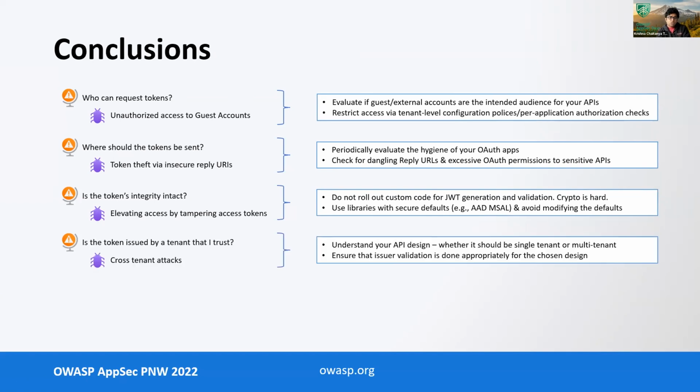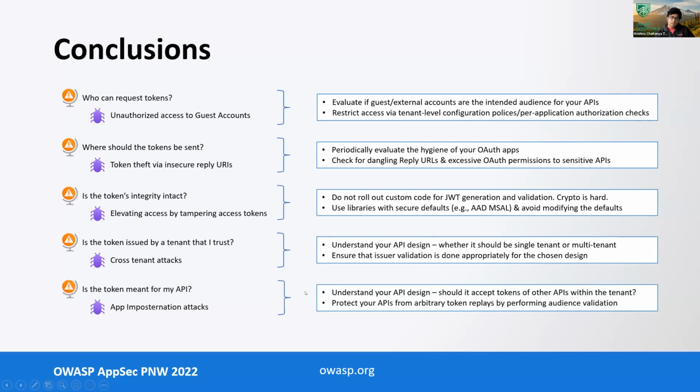And then the cross-tenant attacks. Yeah, I think this is another important one to call out during threat model discussions, which is understand your API design. Should it be single tenant, multi-tenant, and ensure that issuer validation is done appropriately for your design.